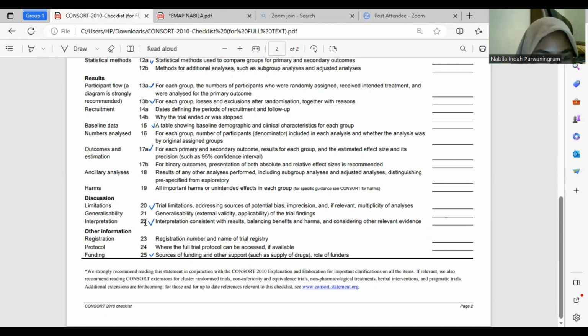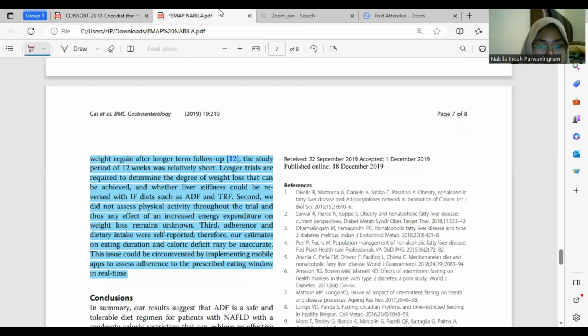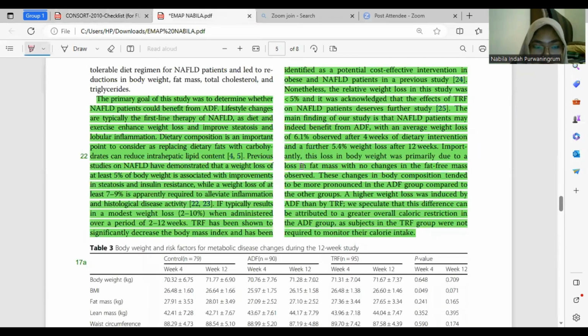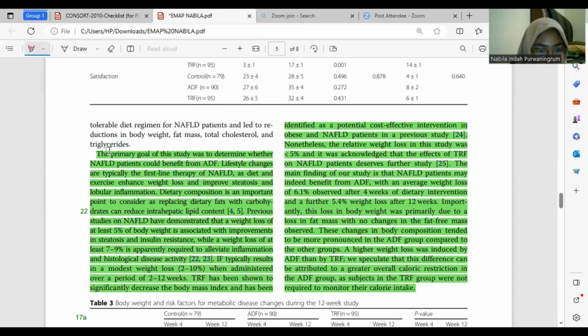And then the next one is the interpretation, number 22: interpretation consistent with results, balancing benefits and harms, and considering other relevant evidence. Okay, we can find it here for number 22. It is stated well in this article.